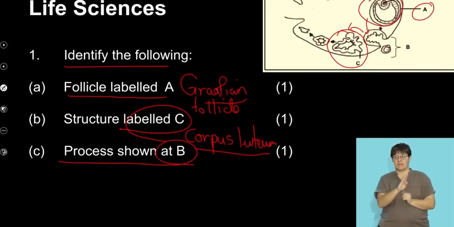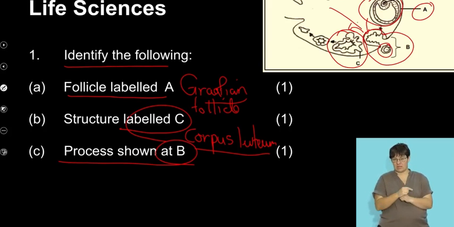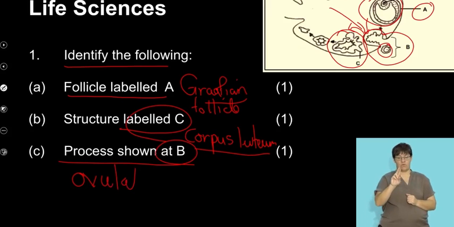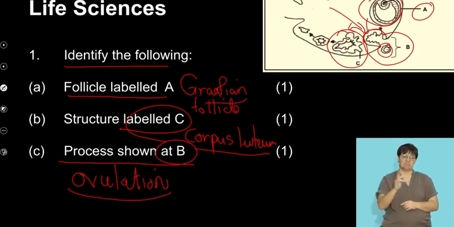Process B shown here would be that process where we clearly see the release of an ovum around this structure here. So that's the mature Graafian follicle that has ruptured, and that's the ovum that is released, and that process we refer to as ovulation. So ovulation is the release of an oocyte around day 14.